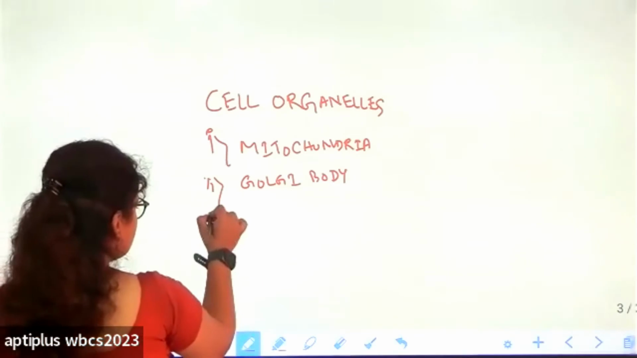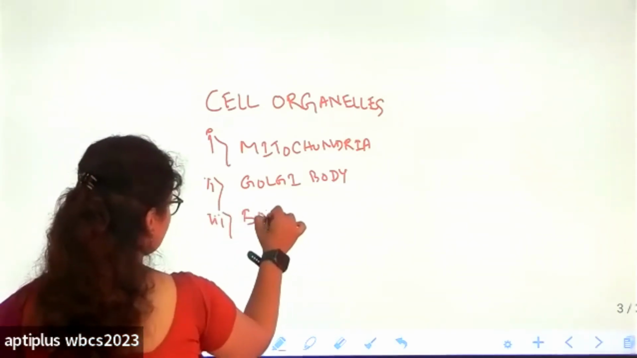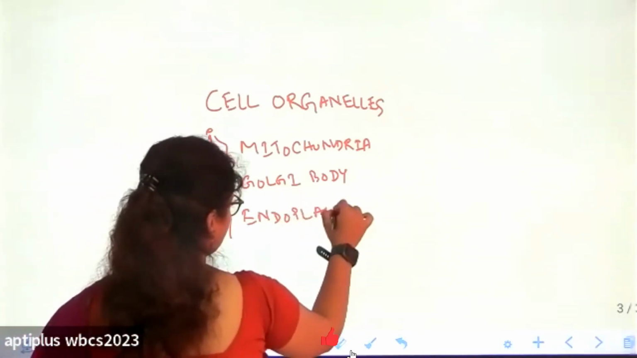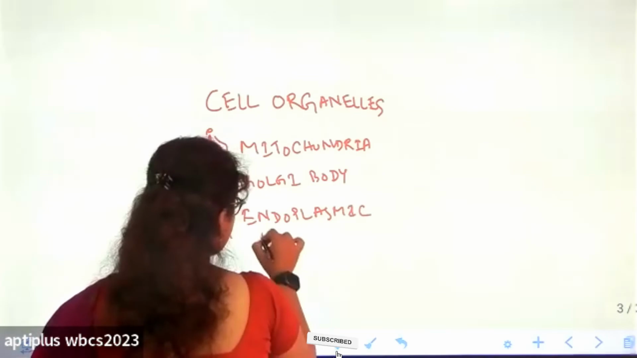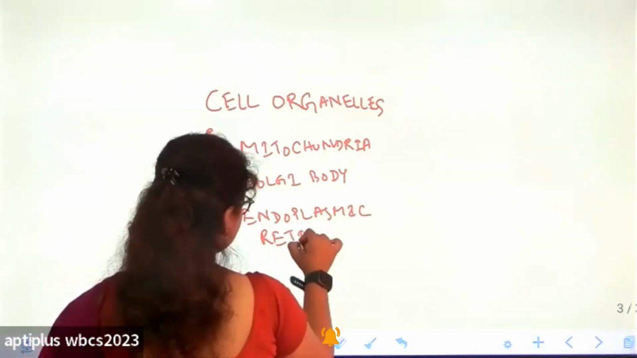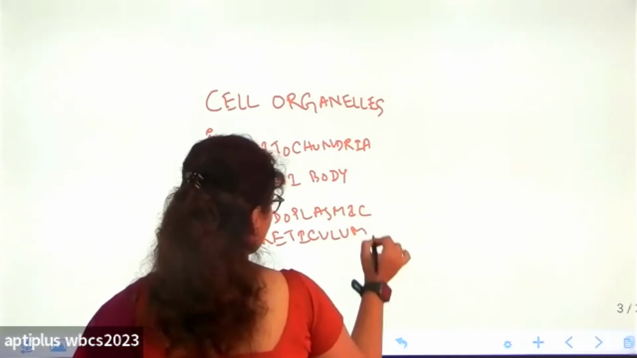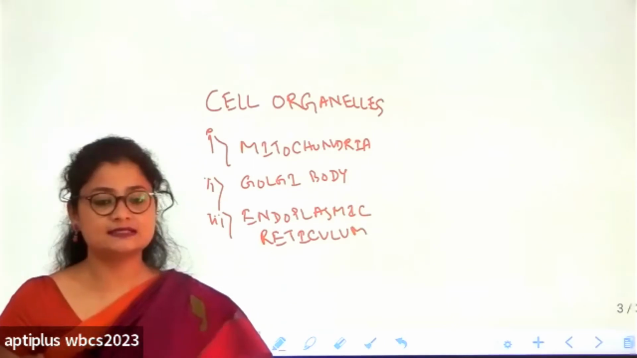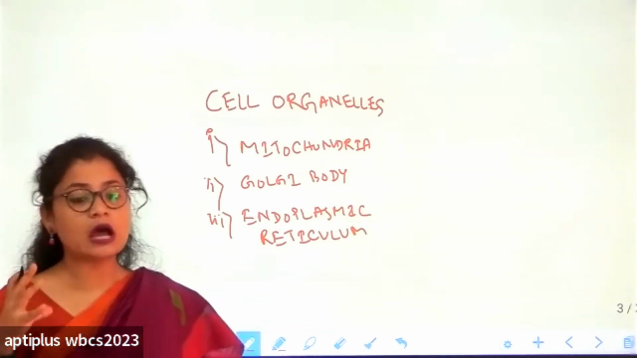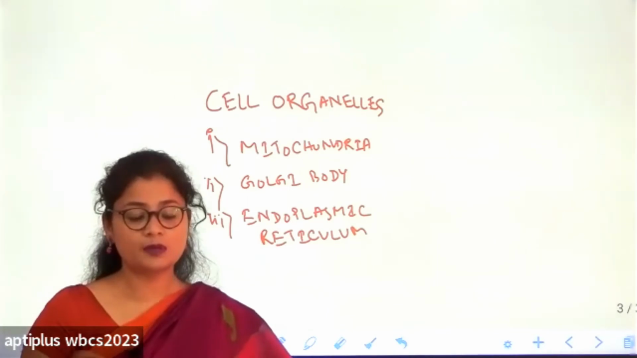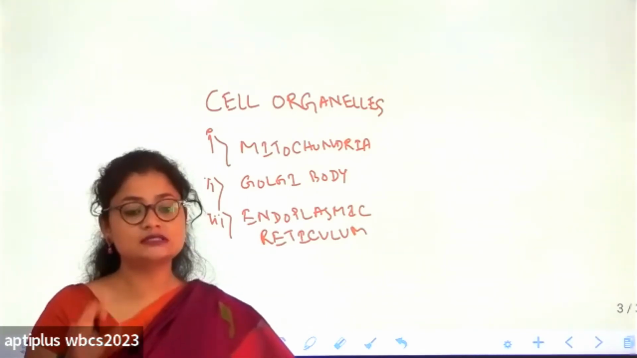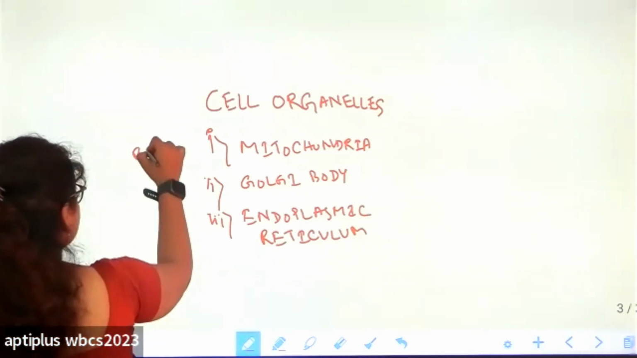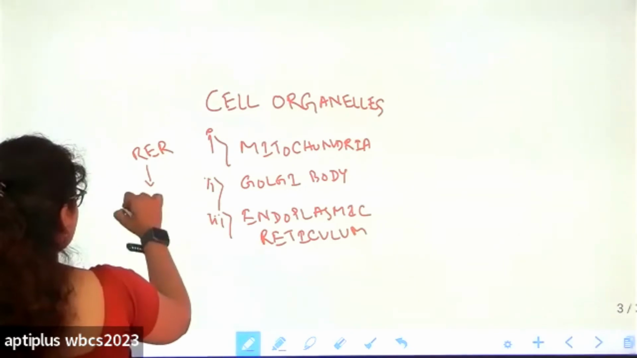Next, we will be coming to ER. ER is the endoplasmic reticulum. This endoplasmic reticulum is usually of two types. One is the rough endoplasmic reticulum or RER, and the other one is the SER or the smooth endoplasmic reticulum. RER is basically the rough endoplasmic reticulum, and why is it rough? Because on its surface the ribosomes are present. So on the surface of RER we have the ribosomes.